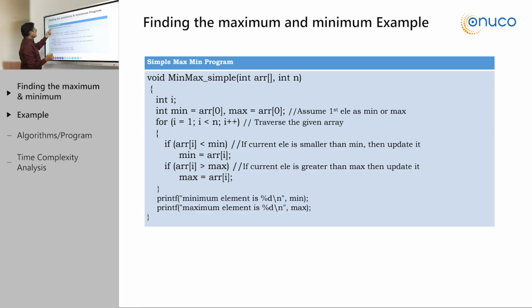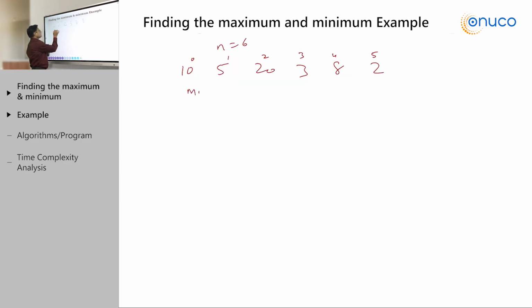Before we start with the simple min max example, this is the array and the number of elements we have, and we have defined it. min is equal to array of 0, max is equal to array of 0. It means considering the first element as the min element or max element. So in this case, min is equal to max is equal to a of 0, which is 10. We have considered 10 as the min or max.